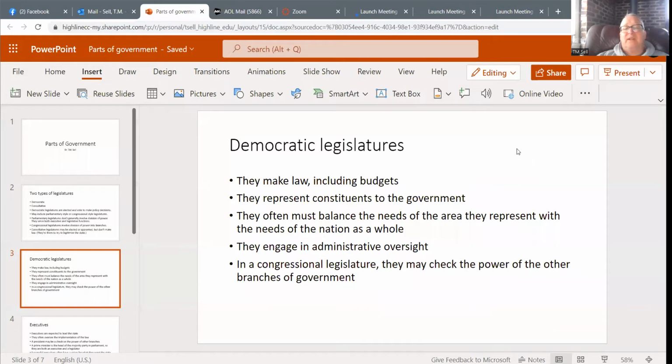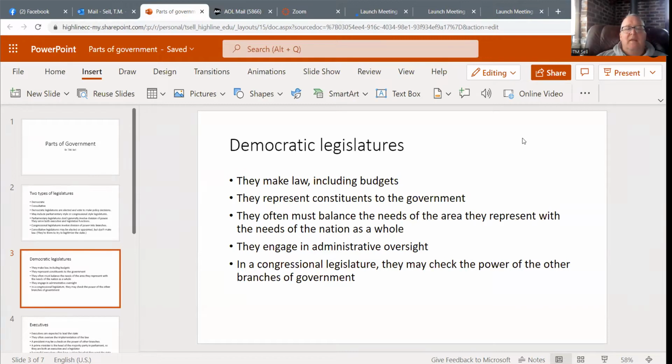So this is what democratic legislatures do. They have a certain number of functions, and these tend to be the same in most governments. They make law. That includes the budget, right? They pass bills, they debate things, they amend old bills. That's a big job. Legislatures, whatever kind it is, if it's a democratic legislature, are in charge of making policy. They tend to have the final say on laws.